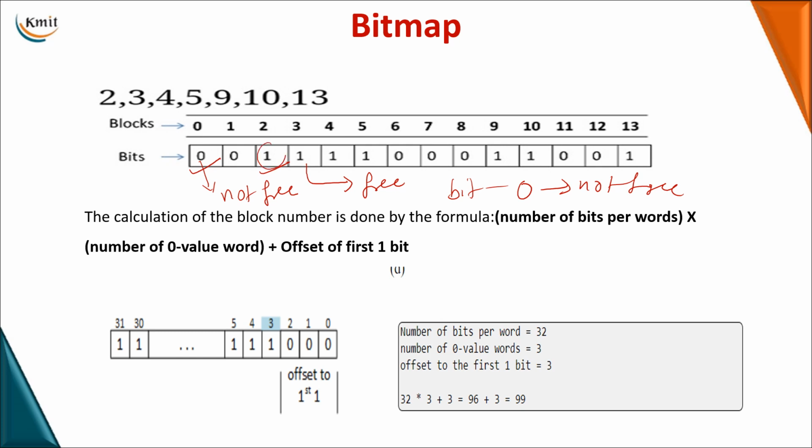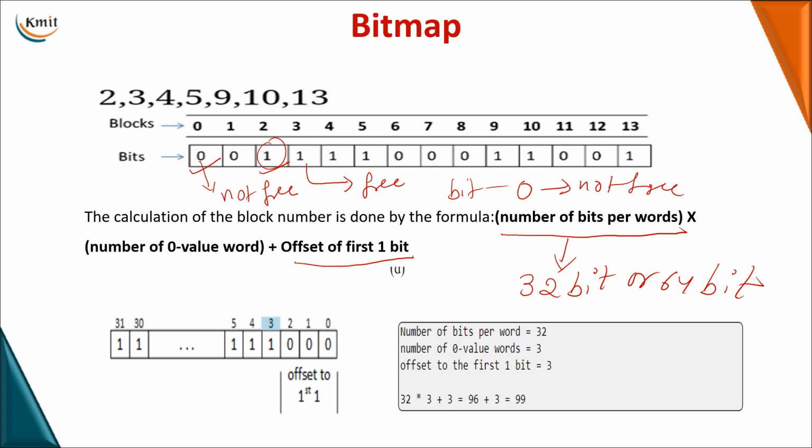Now, based on this bit 1 or 0, how do you calculate the block number? The calculation for the block number is the number of bits per word. When you want to represent a word internally in binary form, how do you represent it? That depends upon your system. It can be 32-bit, 64-bit, or 8-bit, multiplied by the number of zero-valued words. So if you look at this vector or array, you count the number of words having the value 0, plus the offset of the first 1 bit.